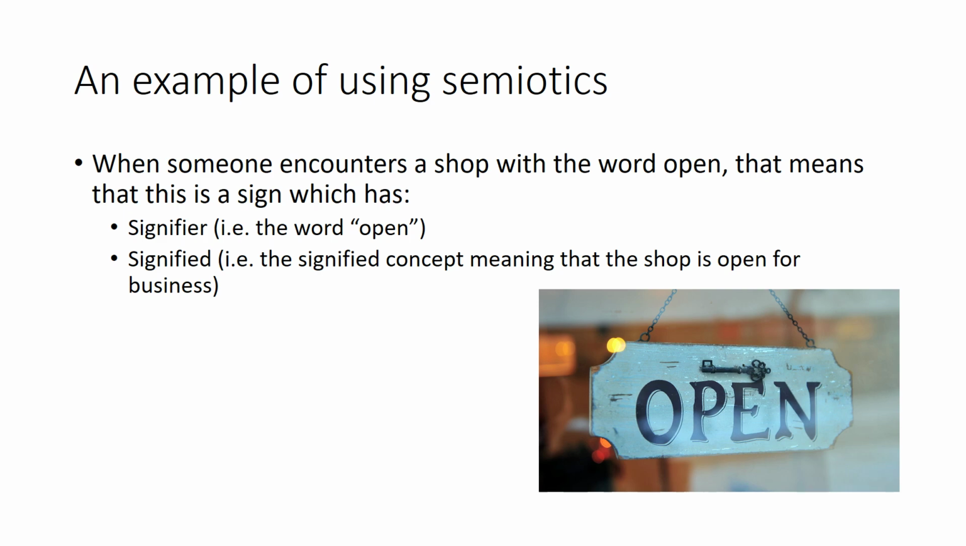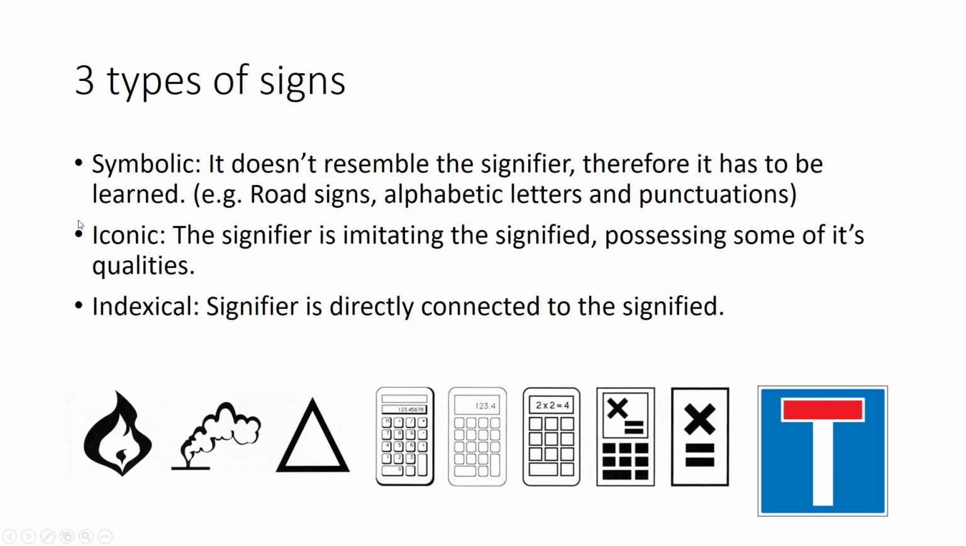All right. Now, there are three types of signs over here. We have the symbolic, the iconic, and the indexical. The symbolic is something where you cannot resemble the signifier at all. You cannot recognize it. It's just beyond recognition. You have to learn it, like road signs.